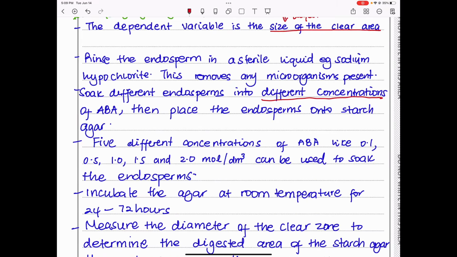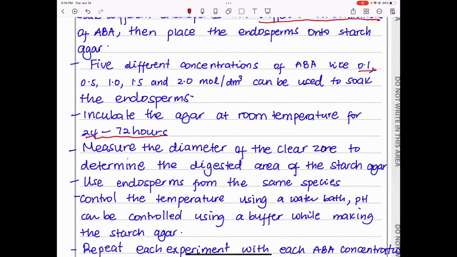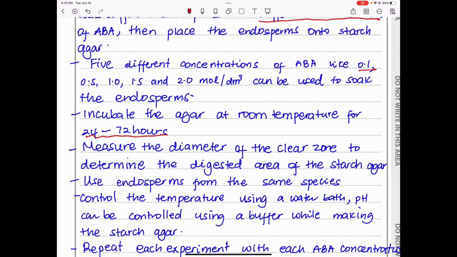So here we say 5 different concentrations of ABA, like 0.5, 1.0, 1.5, 2.0, and 2.5, can be used, or you could say 0.1 and so on, to soak the endosperm. And then we will incubate the agar at room temperature for about 24 to 72 hours. You want to give them enough time so that you can clearly see the clear zone. Then we will measure the diameter of the clear zone to determine the digested area of the starch agar.